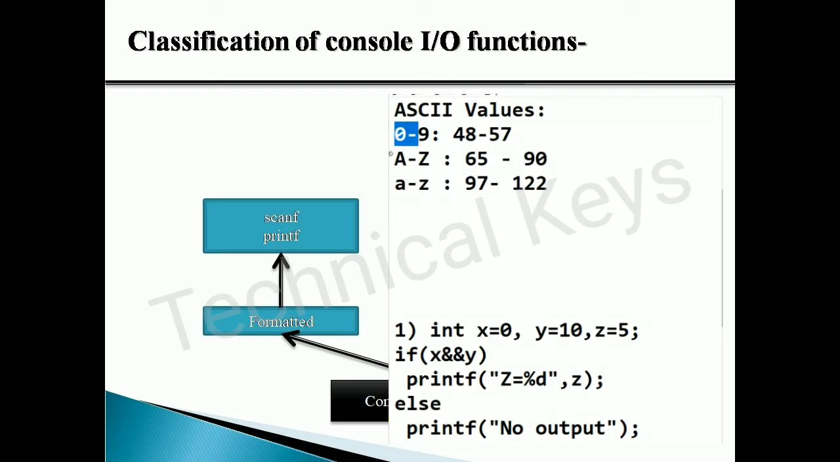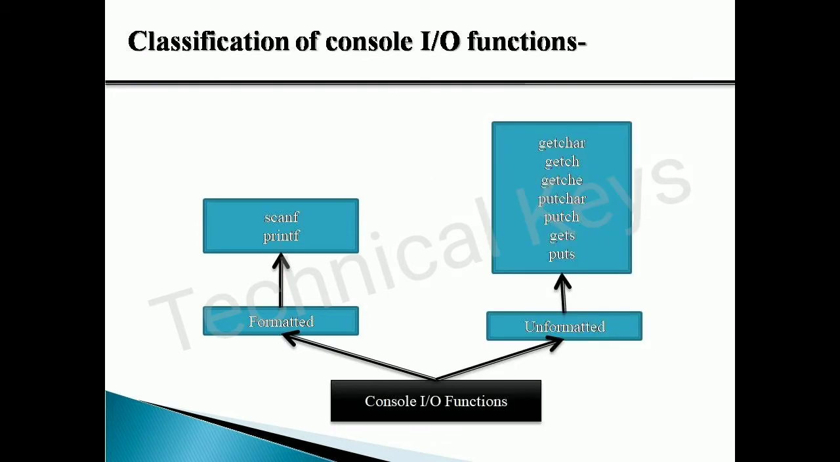As an input, if I give small a, or if I write my name, then internally the compiler is going to convert it into ASCII values, and it is going to consider these ASCII values for its operation. So this conversion is done in your formatted functions, whereas no conversion is done in your unformatted functions. So these are the two main differences between formatted and unformatted. We are going to use all these functions in our programming. I will explain them one by one when we use them.